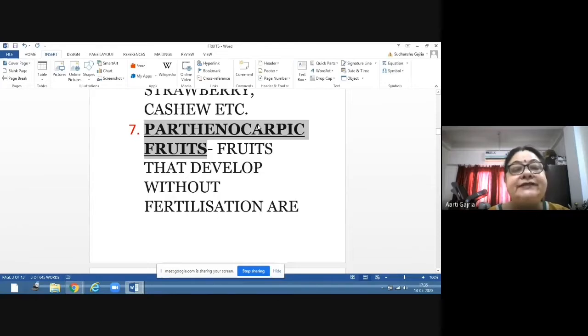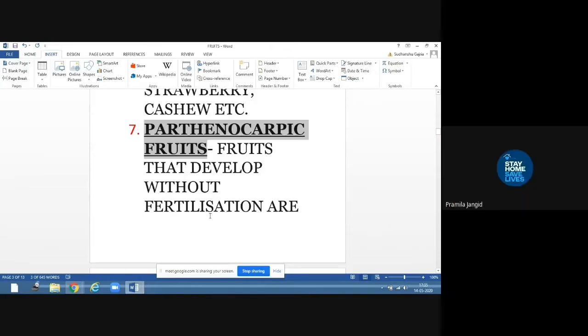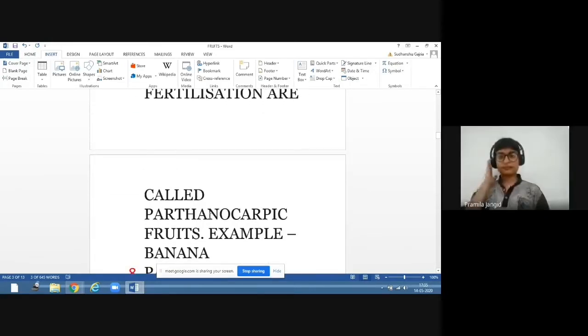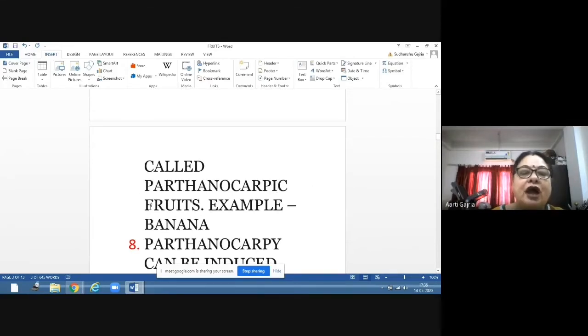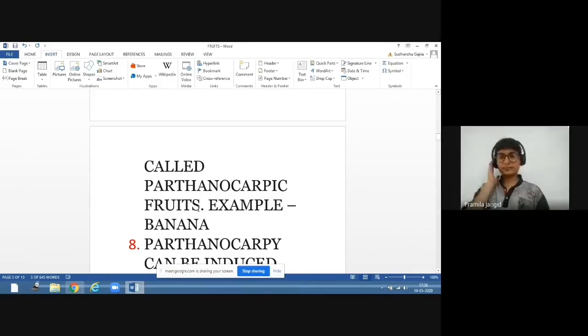But in some cases, these fruits develop without fertilization. Now, how is that possible? That means in these fruits, the seeds will not be formed. They develop without fertilization, so no fusion of male and female gamete takes place. Fruits that develop without fertilization are called parthenocarpic fruits. Ma'am, they are seedless. Come again?